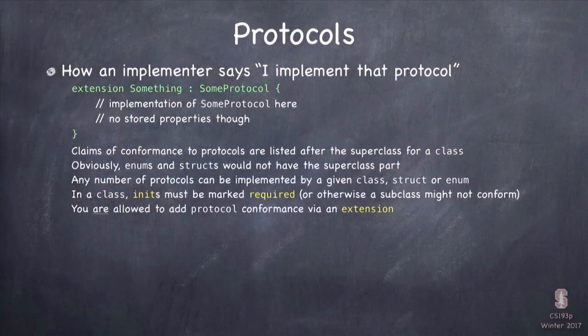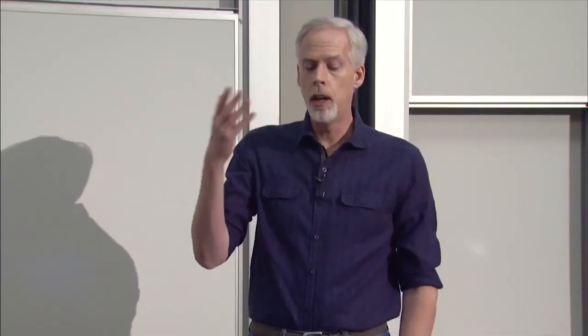One thing that's very interesting is that you are allowed to add protocol conformance to a struct, a class, or an enum using an extension. As long as you can do it without any storage, you can do it in an extension. You just say extension, something, where something is the class, struct, or enum, colon, some protocol. That's saying I'm creating an extension to that class, struct, or enum that implements this protocol. And then inside that extension, you have to implement all the methods of the protocol. Understand what I'm saying there?